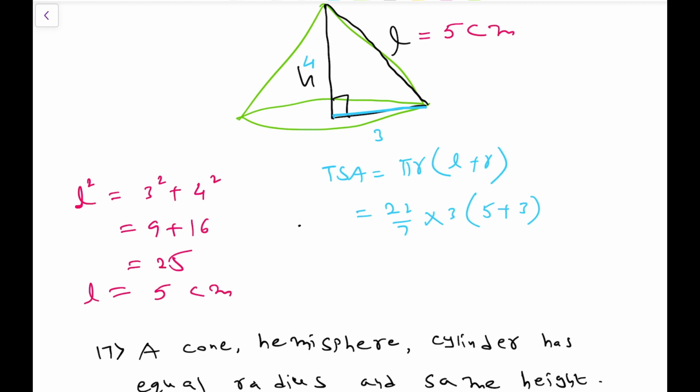And here cancellation is not possible. So 22/7 into 3 into 5 plus 3 is 8. So this 3 I am writing as 3/1 and 8 I am writing as 8/1. Let us multiply the numerators first. 22 times 3 times 8 is 528, by, in the denominator we have only 7, so 528 by 7 centimeter square.